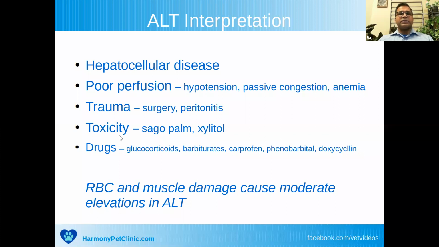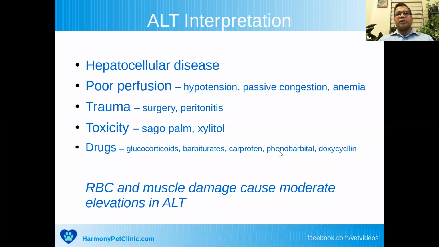Toxicity: there are many toxins that affect the liver. The two most common we see here, in addition to some of the drugs, are sago palm trees and xylitol. They both are very, very toxic. They can cause very bad necrosis of the liver, and they need to be identified very early. Xylitol is an artificial sweetener that's found in many chewing gums, and some of the peanut butters here are also sweetened with xylitol.